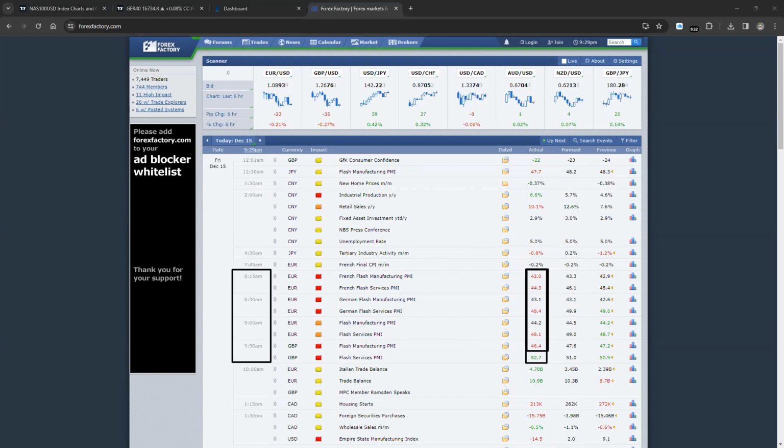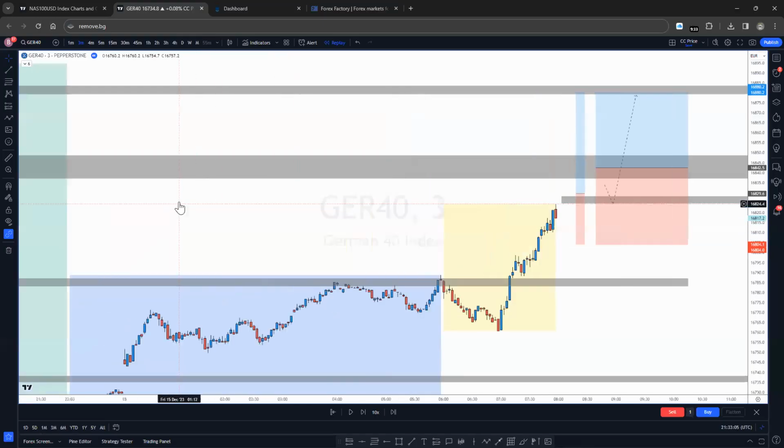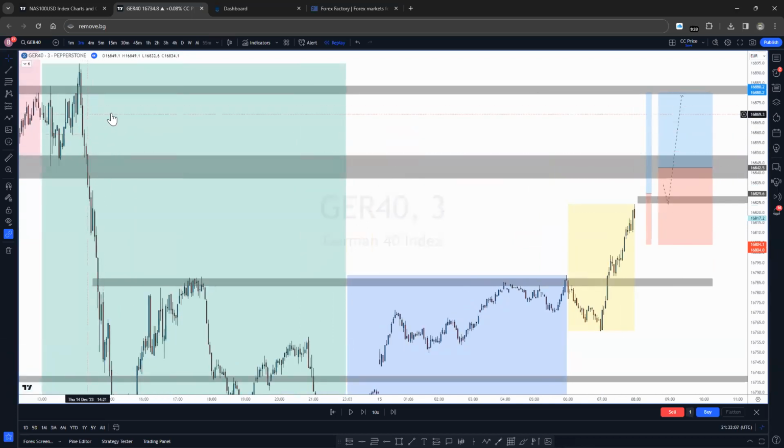We got bad numbers, and I thought there's a good chance now, with these numbers out, we could just continue pushing north, at least to fill these clean candles over here.